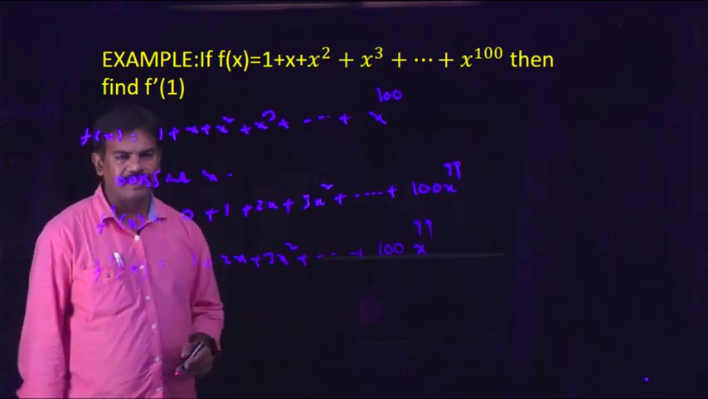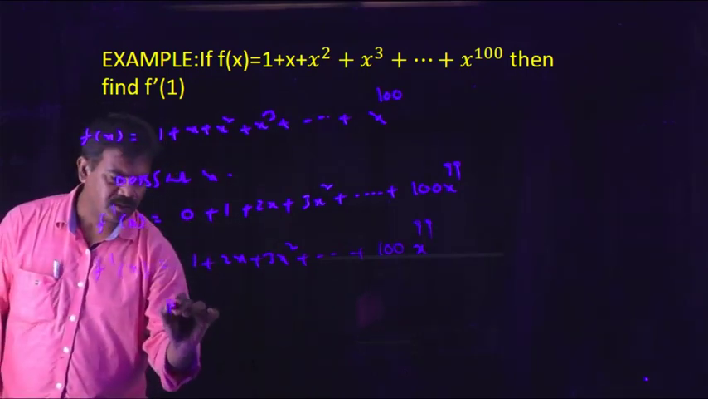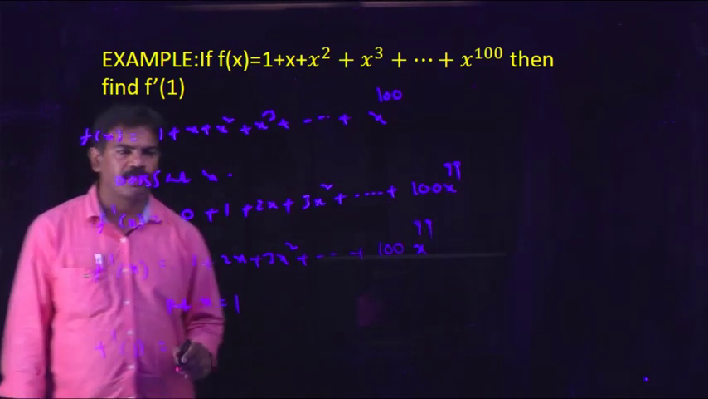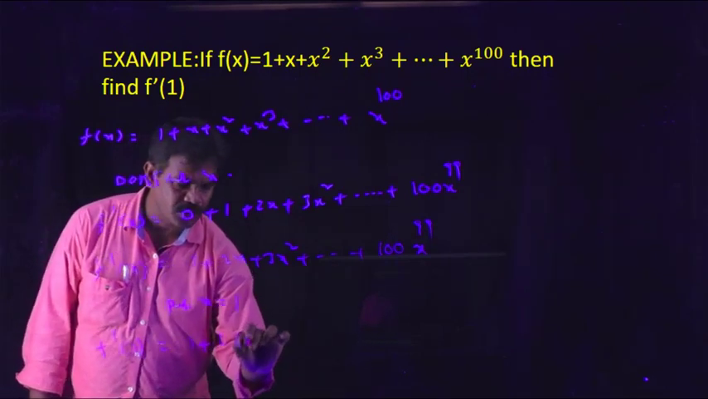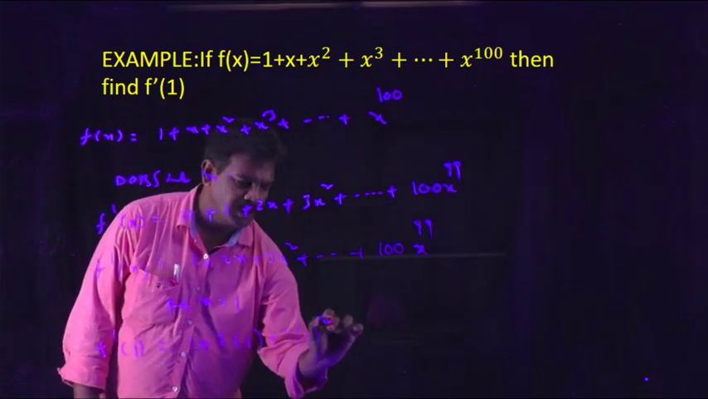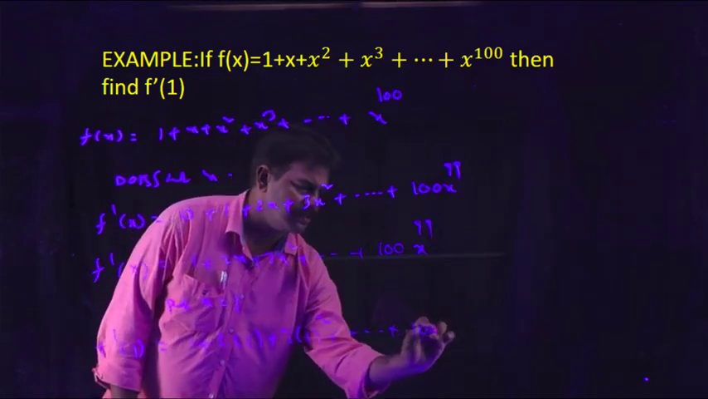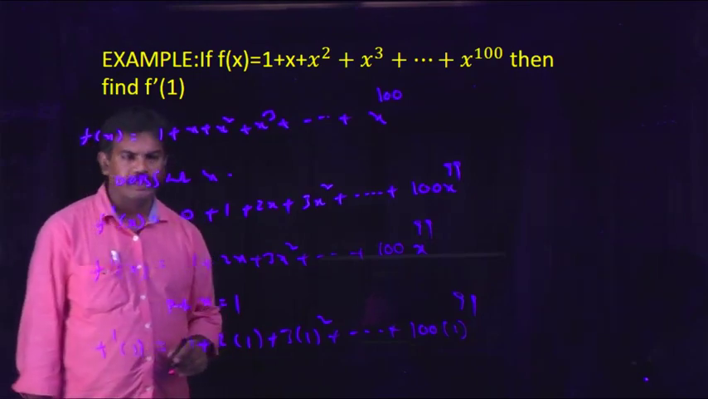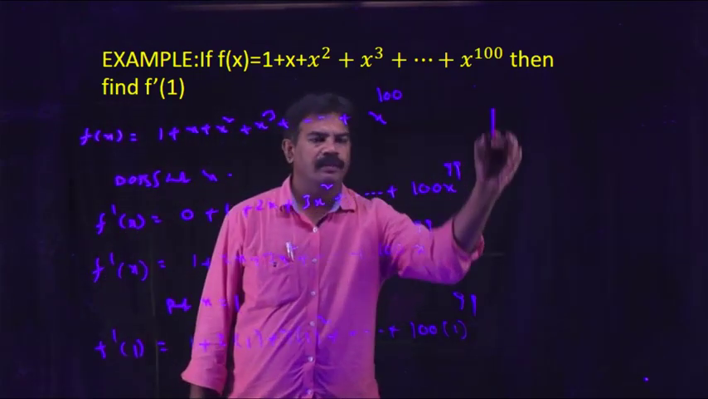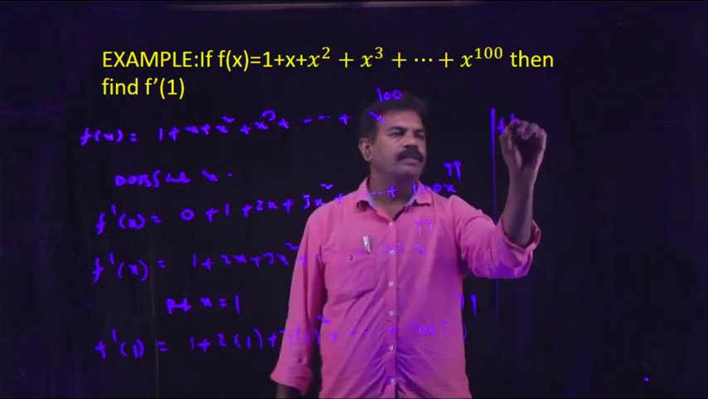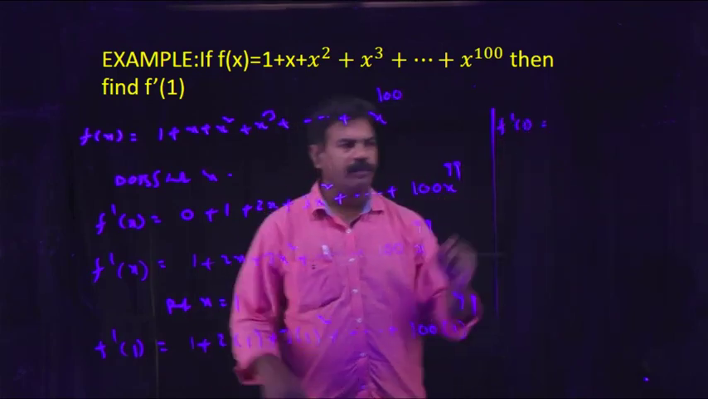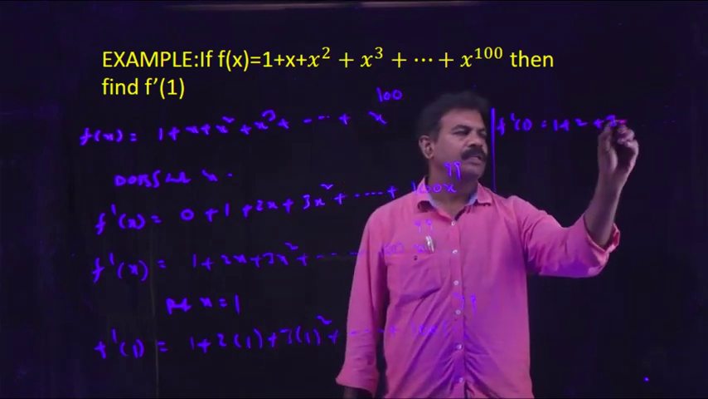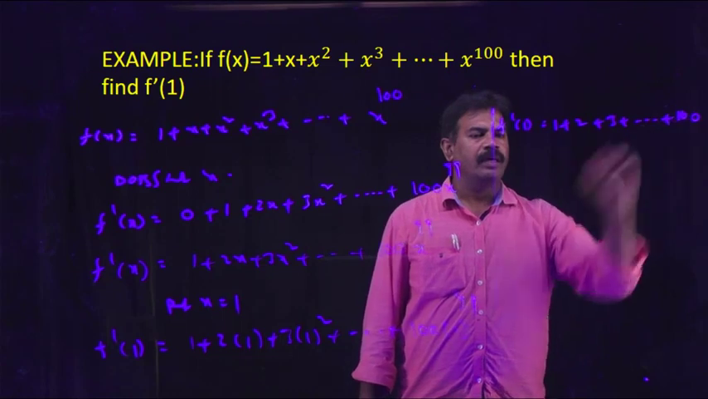Now we find f dash 1. That is, put x is equal to 1. We get f dash of 1 is equal to 1 plus 2 into 1 plus 3 into 1 square plus and so on plus 100 into 1 power 99. So that is f dash of 1 is equal to, that is 1 plus 2 into 1 is 2, plus 3 into 1 square means 1, that is 3 plus and so on plus 100.